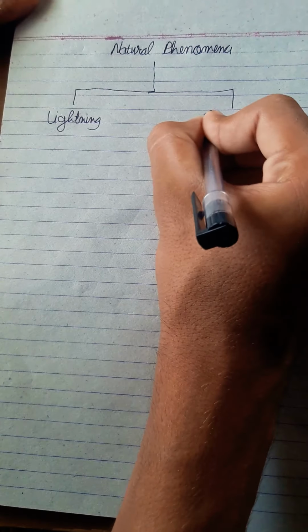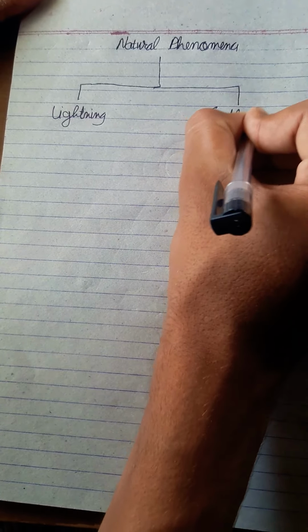So now let's review what we have learned in total with the help of a summary, with the help of a mind map. The name of our chapter is natural phenomena. We have learned two types in this chapter: lightning and the earthquake. So now first let's learn about lightning.